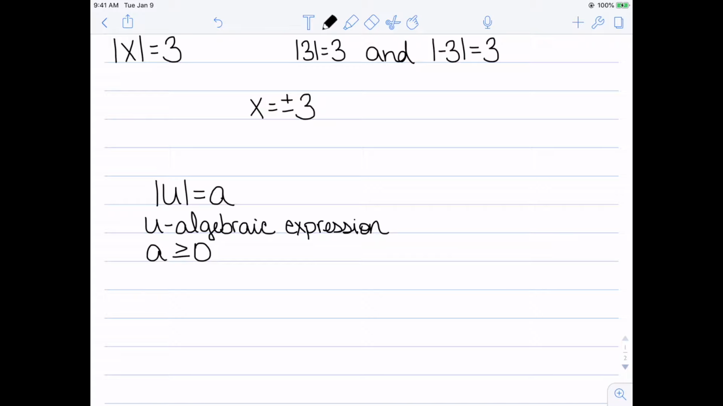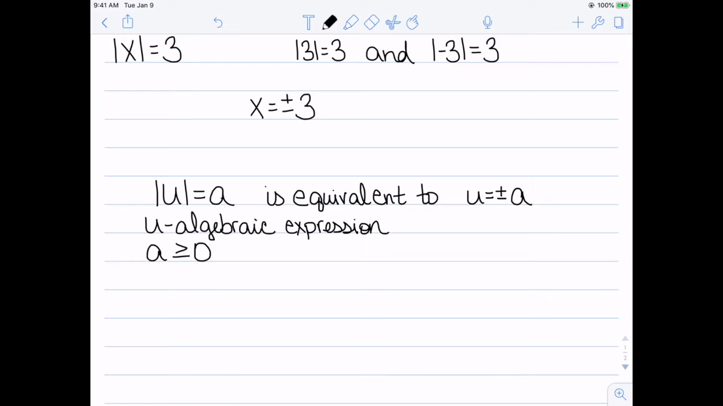I'm going to consider the absolute value of u is equal to a, where u is an algebraic expression and a is greater than or equal to 0. In my basic example, I just had the absolute value of x equal to 3, but we could have something more complicated in the absolute value, such as the absolute value of x plus 3. So we know that the absolute value of u equal to a is going to be equivalent to u equal to plus or minus a.